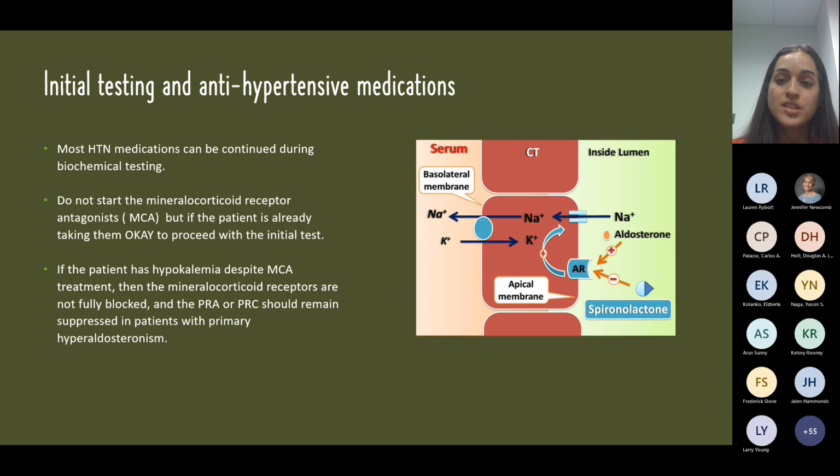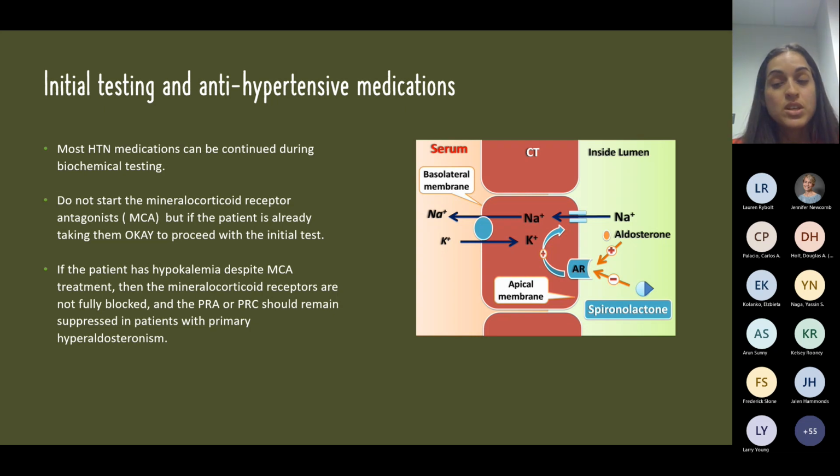What are the mineralocorticoid receptor antagonists going to do? So these drugs, we know that they are going to prevent the aldosterone from activating the receptors, and then this is going to increase the loss of sodium, decrease plasma volume, and then we're going to have an elevation of plasma renin. So for this reason, if the patient is not taking spironolactone and eplerenone, we recommend not initiating these medications until we complete the workup for primary hyperaldosteronism.